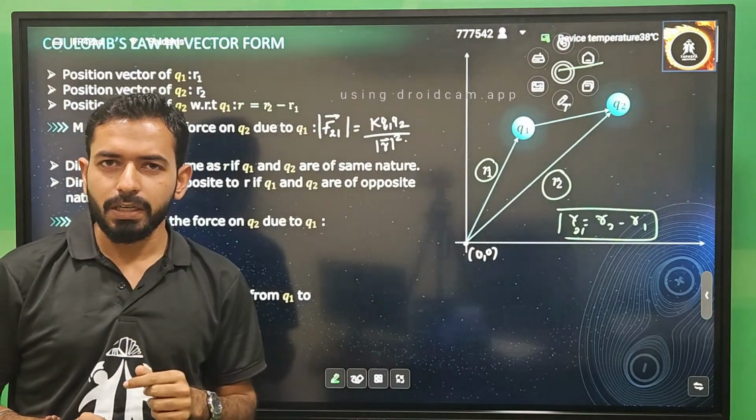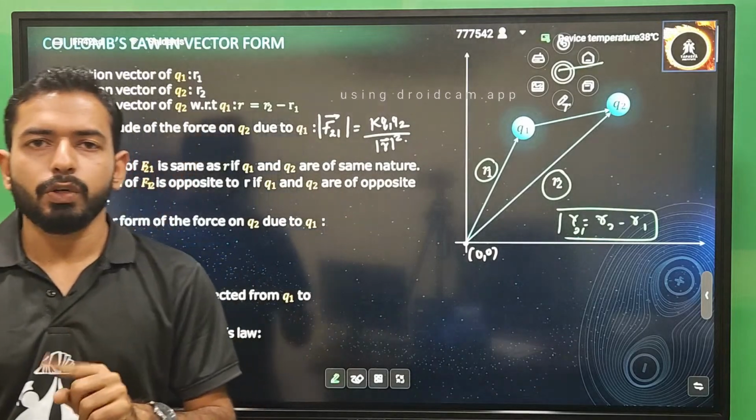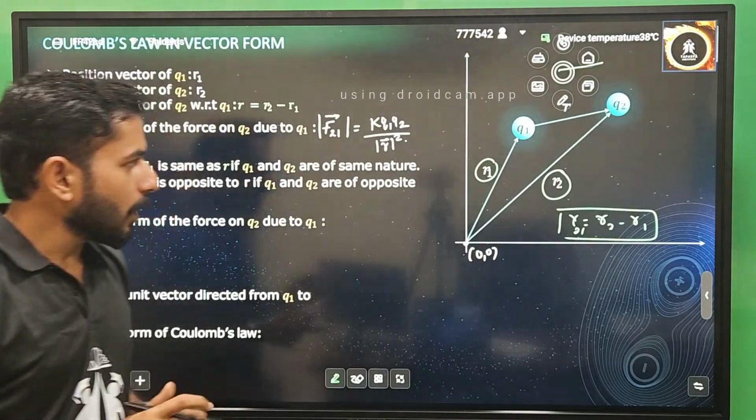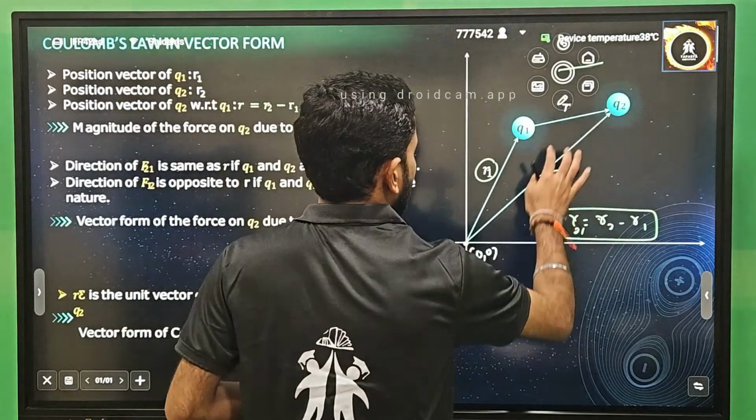Correct now? So if I ask you, tell me what is the magnitude? Can you see, you have already studied Coulomb's law? We have applied lots of formulas. What is the magnitude part? K q1 q2 divided by r square. Correct? Now we have to worry only about the direction. Let's see how we can find direction as well.